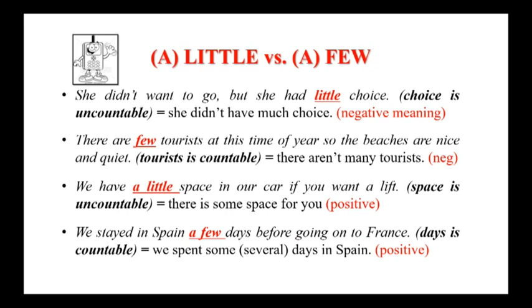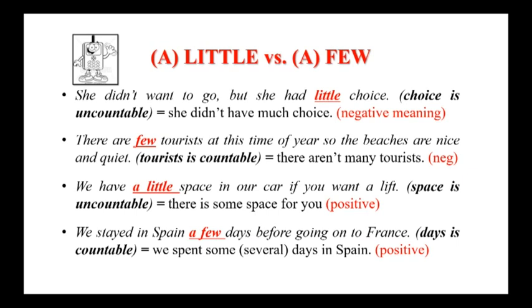There are few tourists at this time of year, so the beaches are nice and quiet. Ovo ima negativno značenje, negative meaning. Few tourists. Nema ih dovoljno. Zašto few? Zato što je countable. Zato što je množina. Tourists je množina. Znači, kad hoćemo da kažemo da nema dovoljno turista, reći ćemo there are few tourists. Ali to nije baš pozitivna stvar. Nema ih dovoljno.